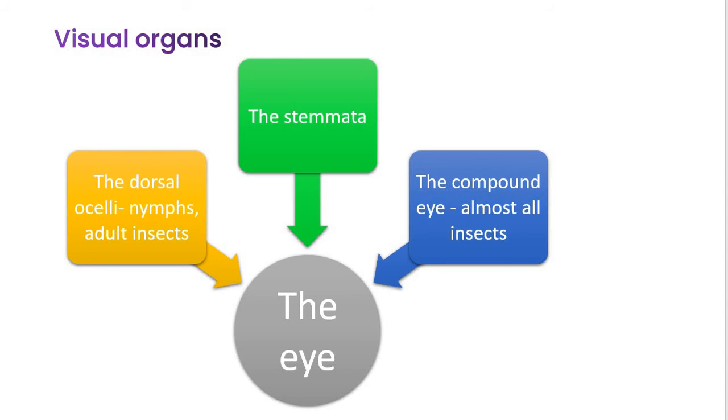The main function of the dorsal ocelli is maintaining the diurnal rhythm, as well as quick perception of changing light intensity. So this is about the dorsal ocelli. Such ocelli are present in nymphs as well as in adult insects, right?